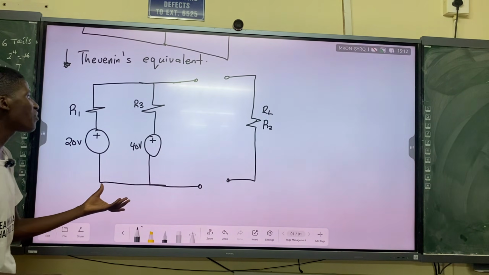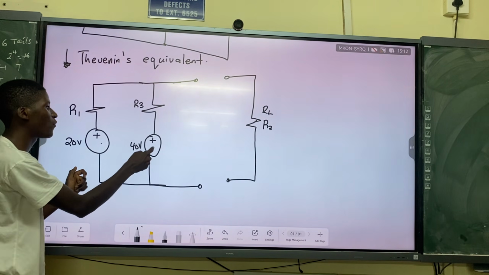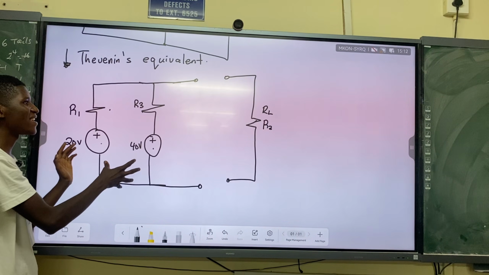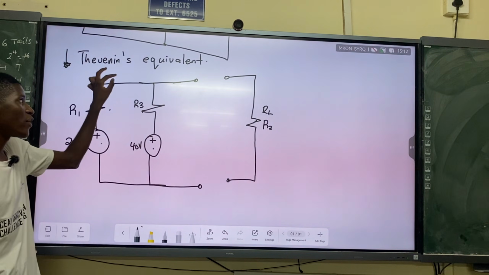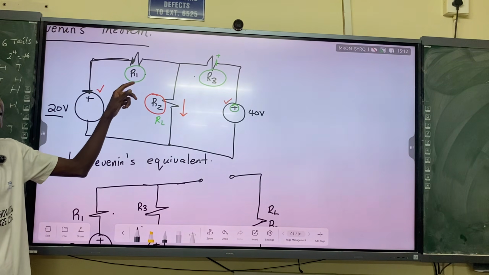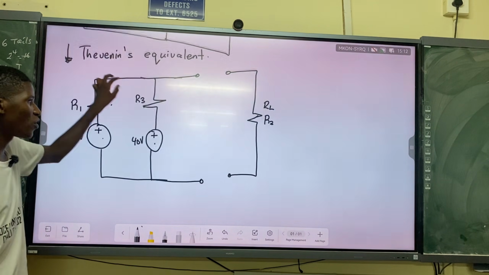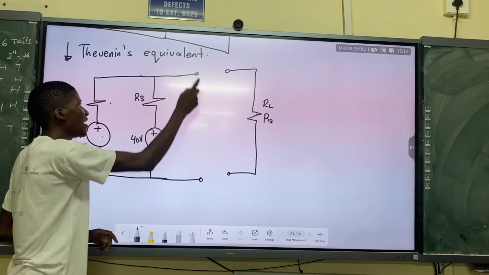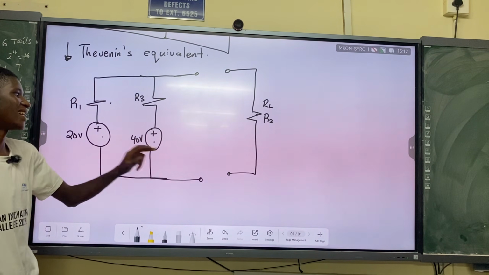Because for the Thevenin's equivalent, we are trying to open a circuit with the total voltage and the total resistance. That's what we are trying to make here at the end of the day. But we are not counting R2 as part of the total, because it is the resistor that we are trying to solve. So here we have got R2, the R load. So we say this is now open circuited. We have opened our circuit.